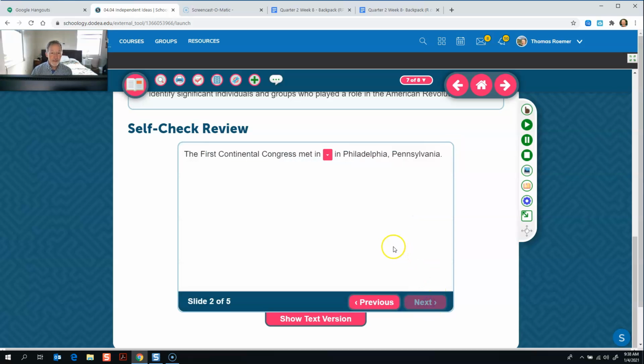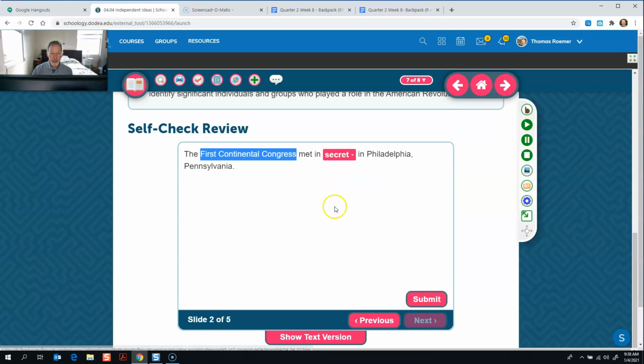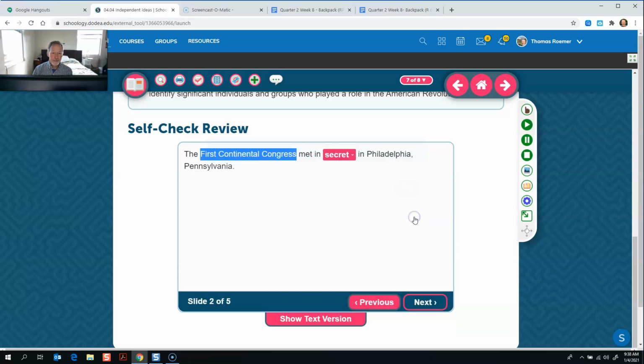The First Continental Congress met in, now remember, when these guys met, it was treason, meaning if they were discovered, they could be executed. So they met in secret, in Philadelphia, in a farmhouse, chambers, or a school. Remember, they could die if they were discovered. They met in secret. All right.